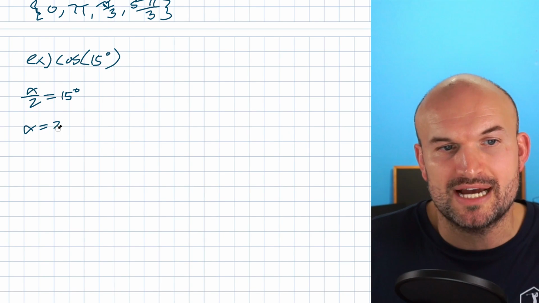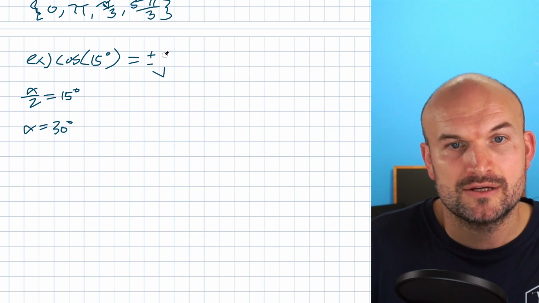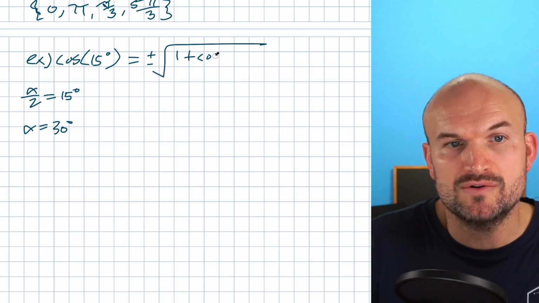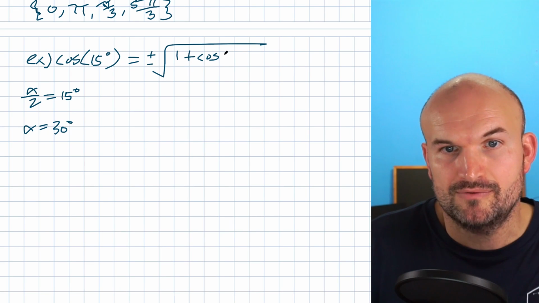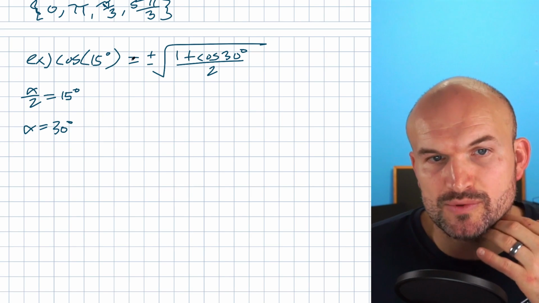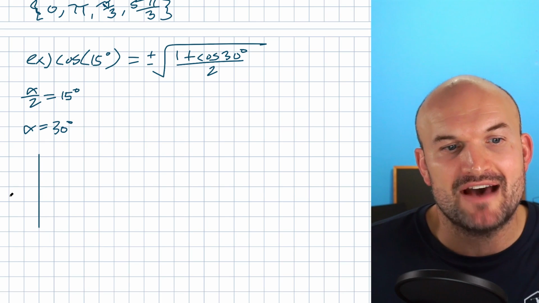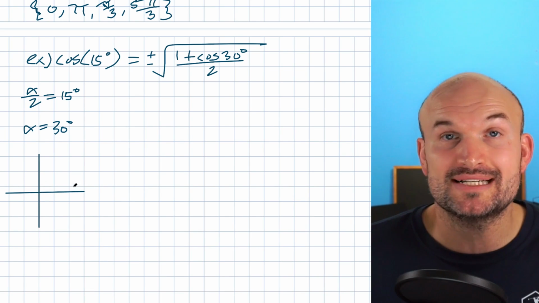Well, multiply by 2 on both sides and you'll get 30 degrees. So therefore, using the half angle formula, I have plus or minus the square root of 1 plus the cosine of double this, which is alpha here, which is 30 degrees, all divided by 2. Now, a lot of students will get confused with this plus or minus. Basically all this is telling us is what quadrant my half angle is in. Is cosine going to be positive or negative?